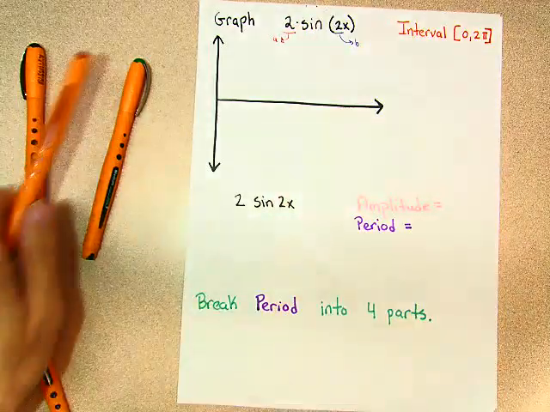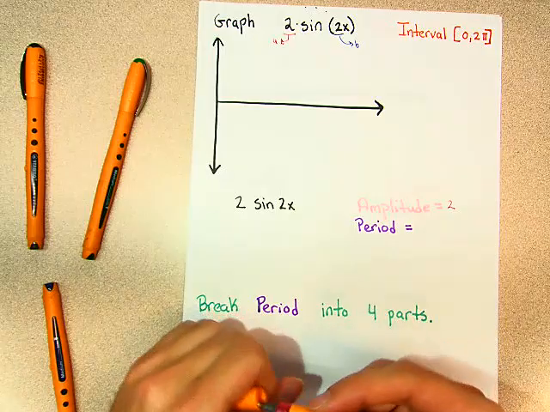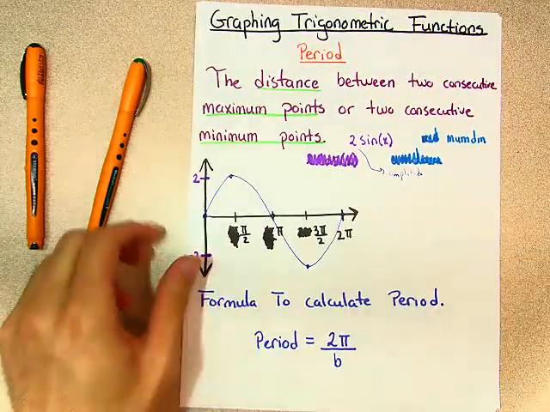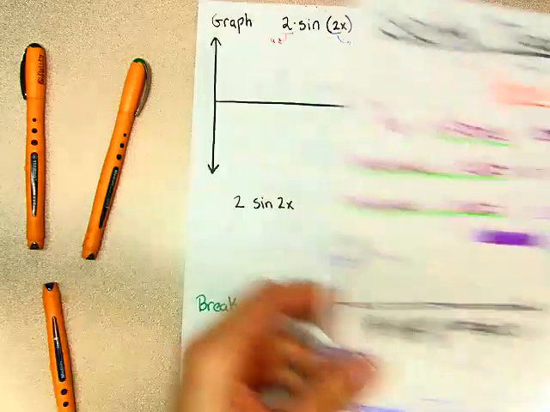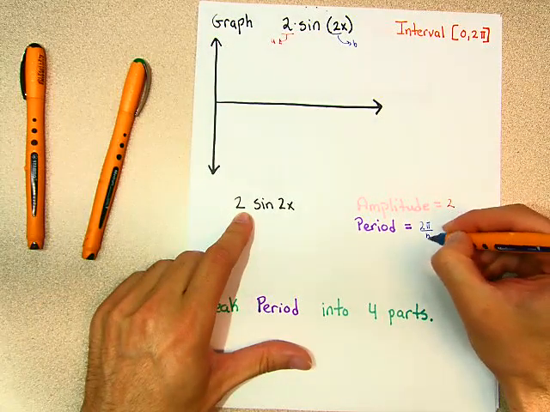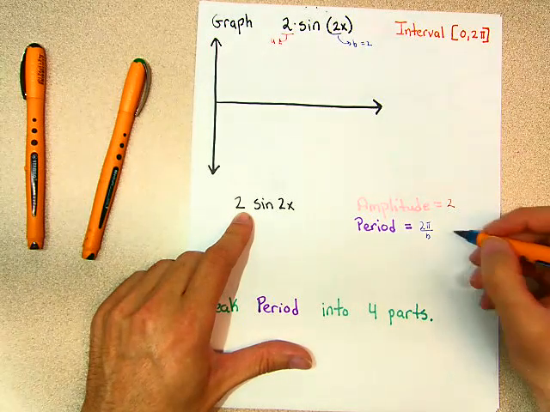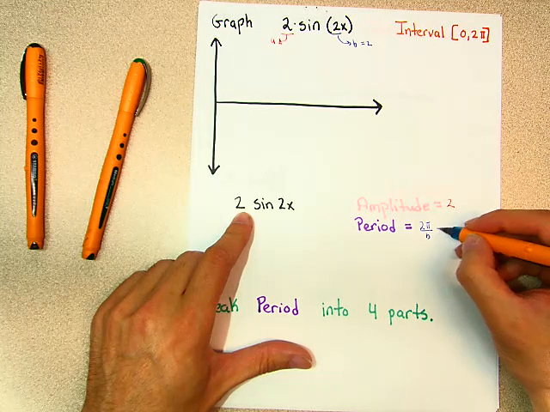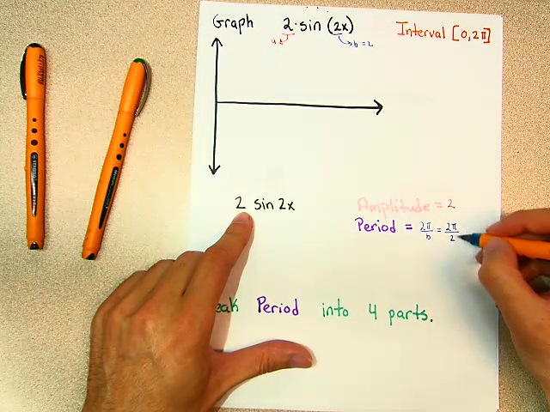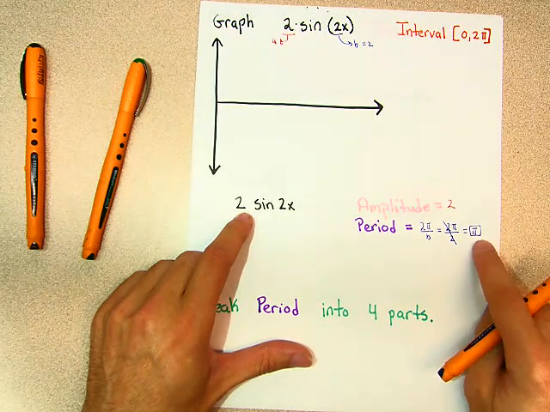So let's follow the formula. Our amplitude is 2, right? And according to our formula, period is equal to what? 2 pi over b. So let's use that formula. Period is equal to 2 pi over b, but what's our b equal to here? Our b is equal to 2 as well. So we substitute b into here, and what do we have? We have 2 pi over 2, and 2 pi divided by 2 is just equal to pi. So what on earth does this mean?